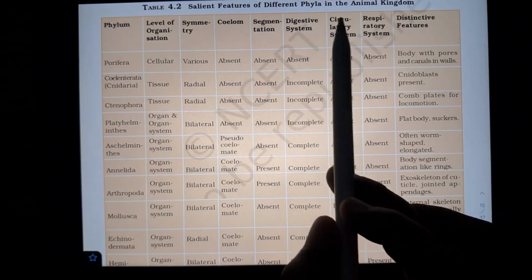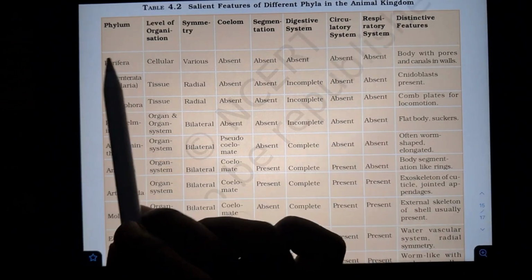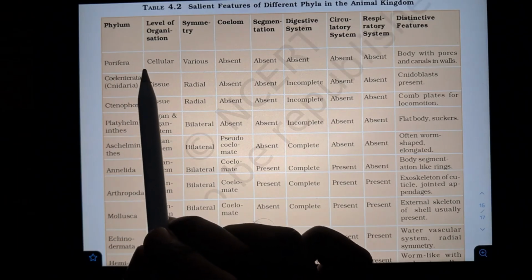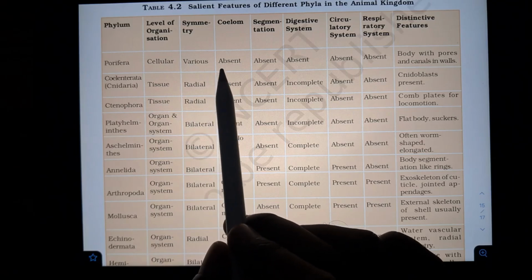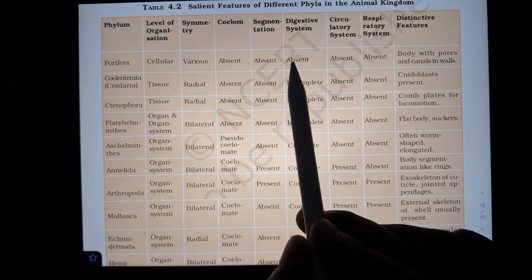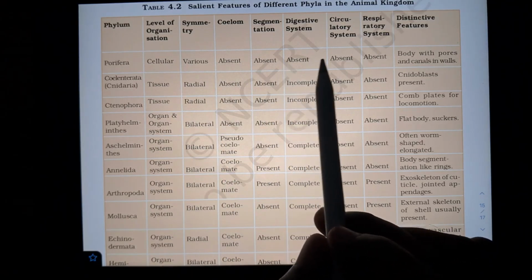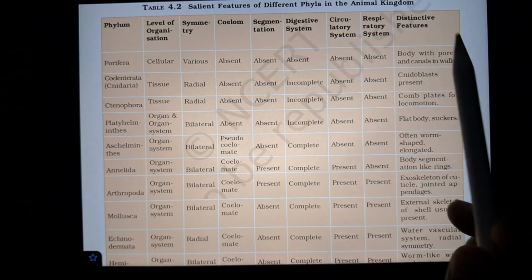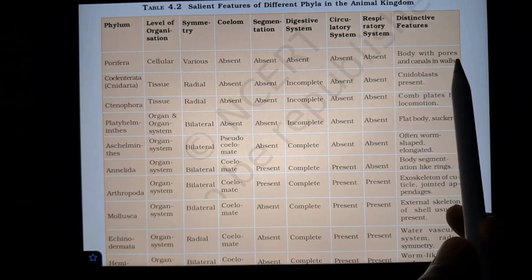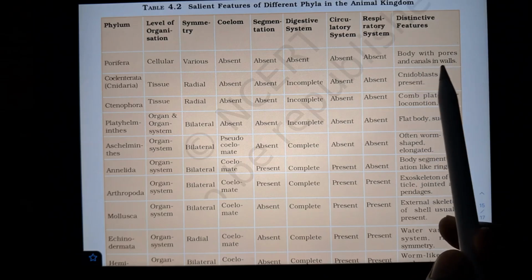Salient features of different phyla in animals. Let us see phylum Porifera. Cellular level of organization, asymmetrical, acoelomate, no segmentation, and no digestive system; the circulatory and respiratory systems are absent. The feature is the body with pores and canals.